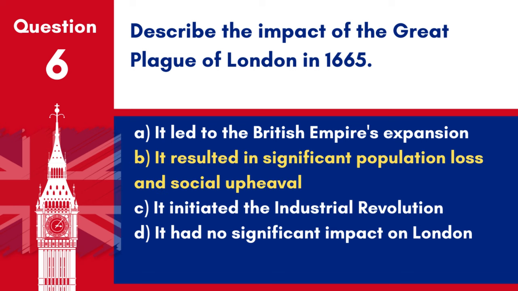Answer. B. It resulted in significant population loss and social upheaval. The Great Plague of London in 1665 was a devastating outbreak of bubonic plague that caused massive mortality and affected the social structure of London.